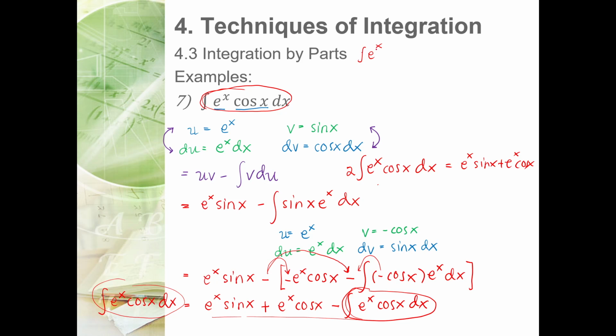E to the power of x cosine x is equal to e to the power of x sine x plus e to the power of x cosine x, all over 2 plus c. So the final answer is e to the power of x, sine x plus cosine x, all over 2, plus c.